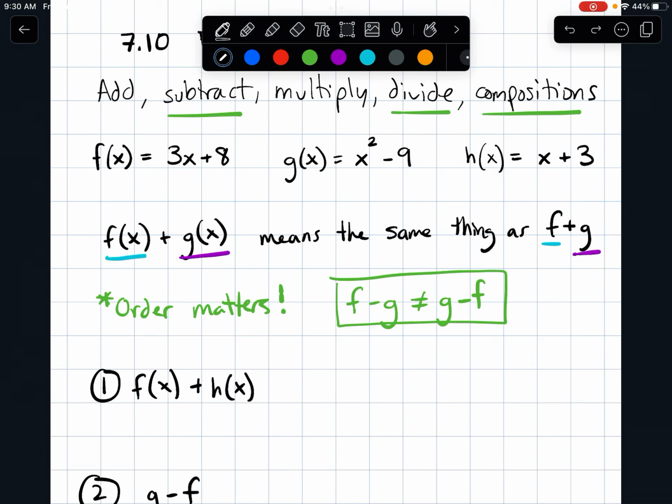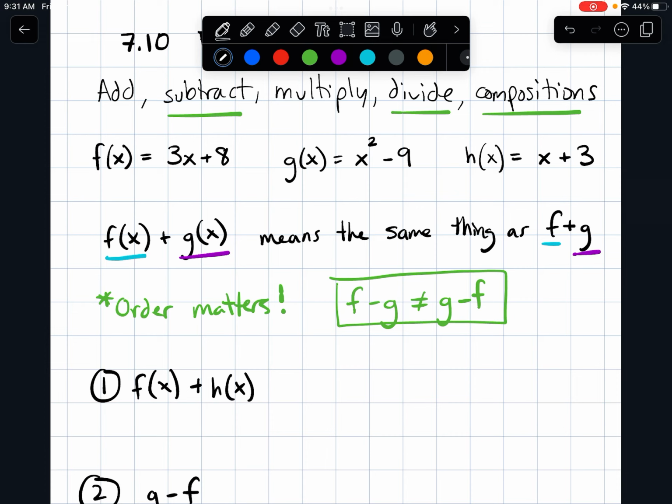What I mean by that is that if I take f of x minus g of x, that would give me a different value than g of x minus f of x, okay? It doesn't matter for addition, right? We know that for addition, 5 plus 2 is the same as 2 plus 5, but it doesn't work for others of these because 5 minus 2 is different than 2 minus 5. One's positive 3, one's negative. So for adding and multiplying, you can do it in either order and get the same thing. But subtract, divide, and compositions will not work out that way, so we have to be careful about the order for those.